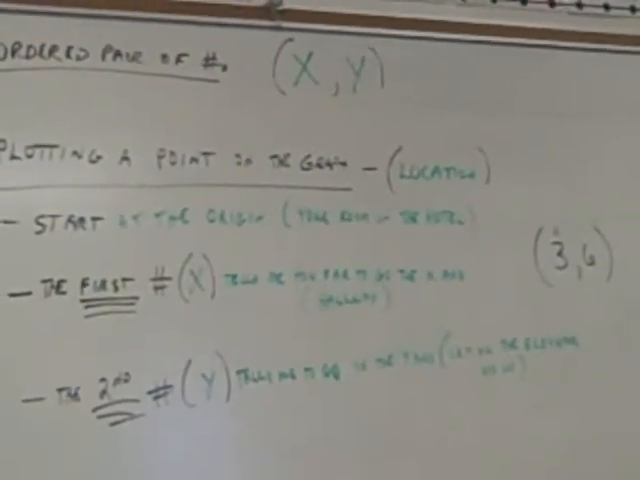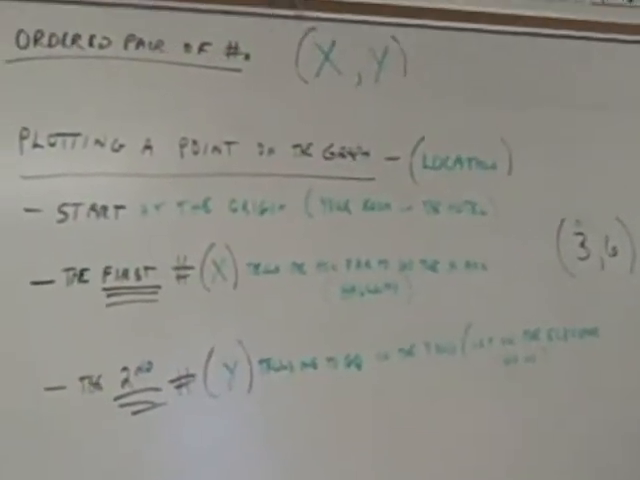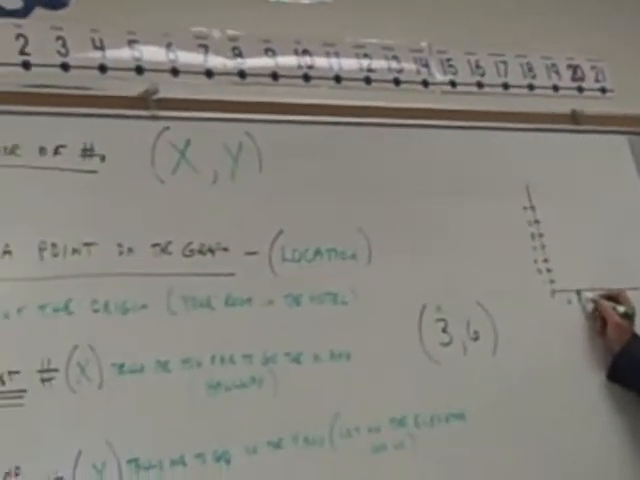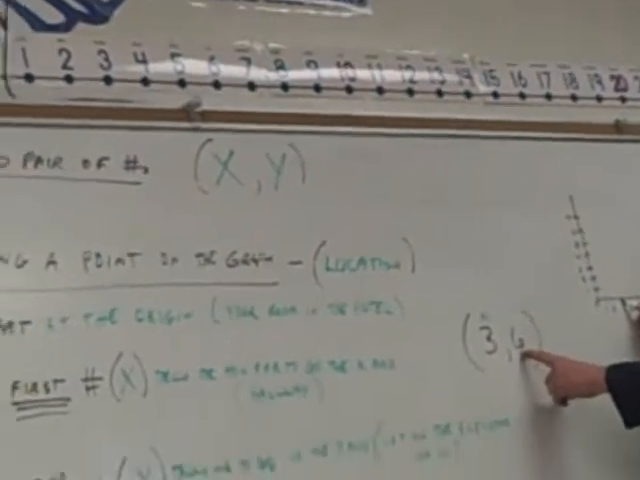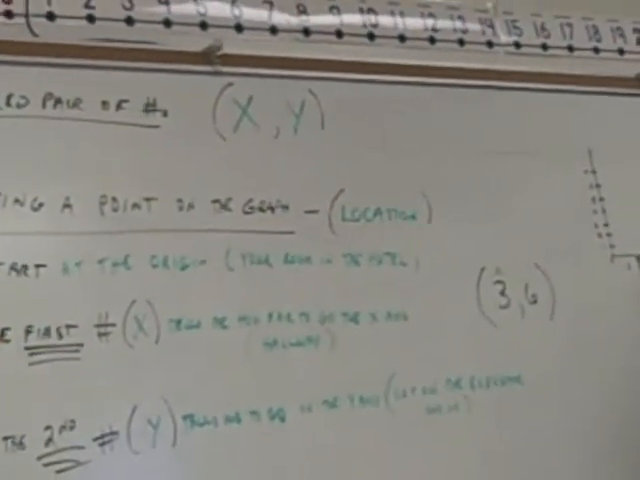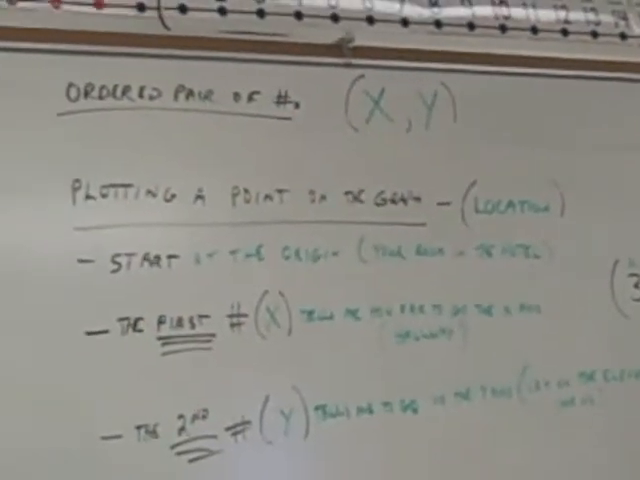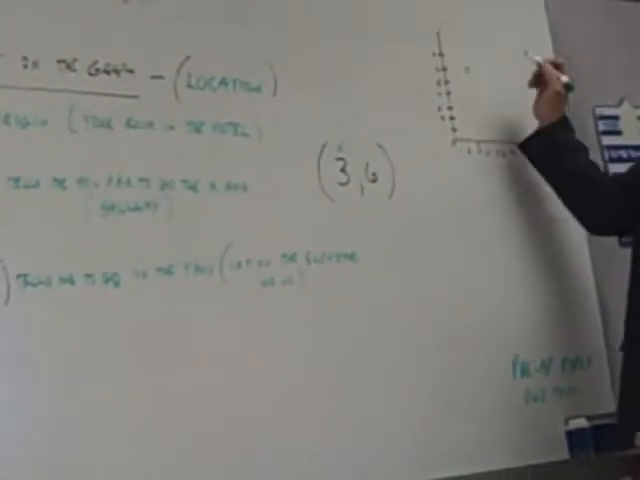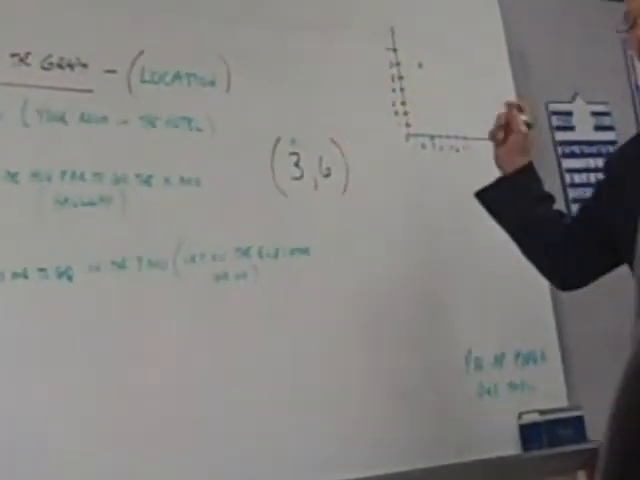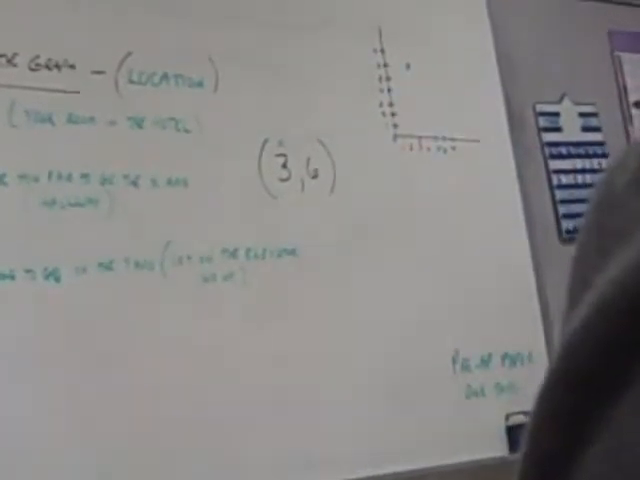All right, so I'm standing right here in the hallway at 3. I now am going to go on the Y-axis 6. Get on the elevator and climb 6. Right there. There is the location (3, 6) on a coordinate grid.